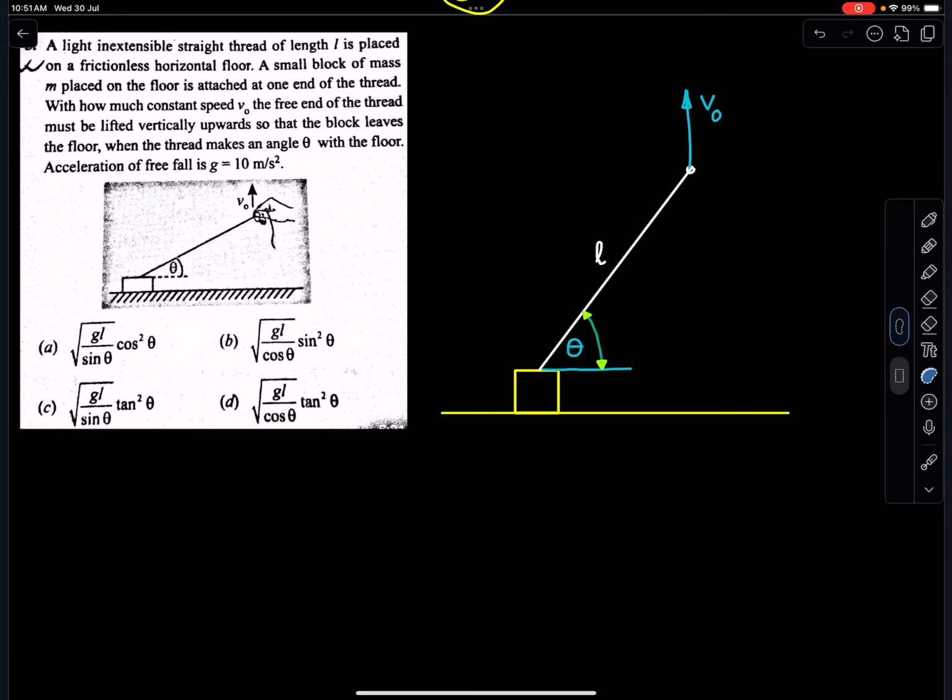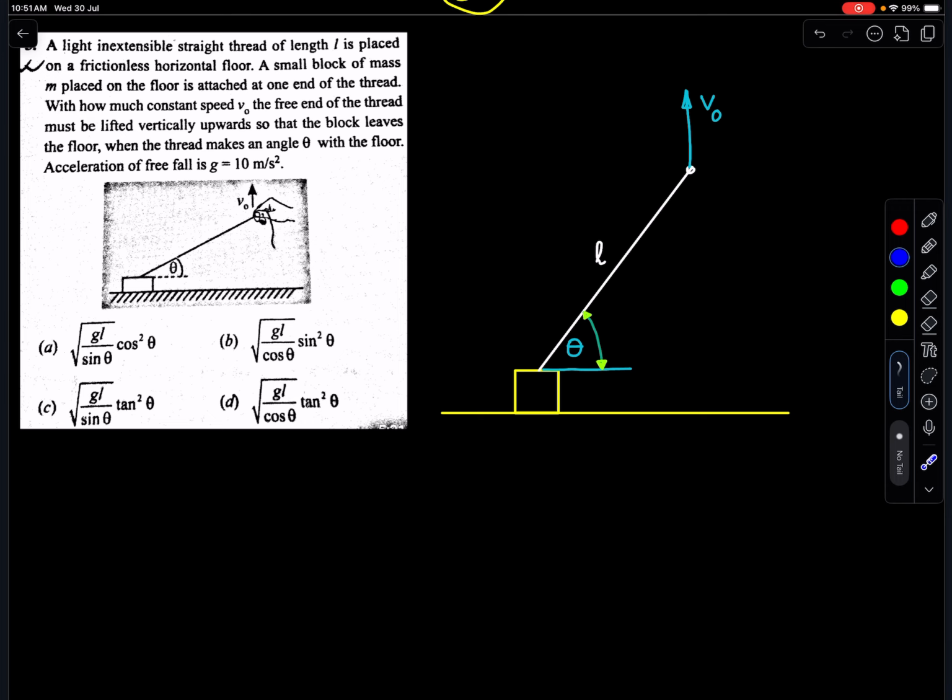Now this is quite a tricky question. It is given that this block rests on a smooth floor. That means the block can slide here or there depending on the situation, and the string length is equal to L, while this end of the string is pulled with a constant velocity v naught in the vertically upward direction.